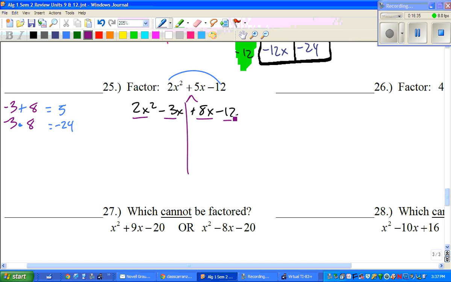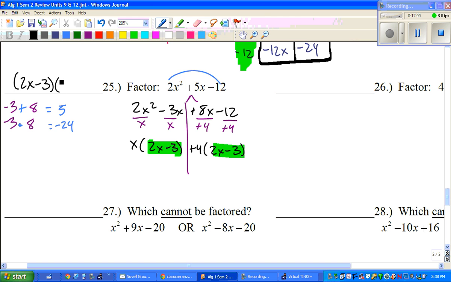whichever way you want to do it. The GCF of x, and here it's positive 4. So the GCF comes out front, and we're left with 2x minus 3. Our GCF of 4, we're left with 2x minus 3, because that's good. We want those two to match up, which shows that we did this right. So we get 2x minus 3, and then our other binomial of x plus 4.